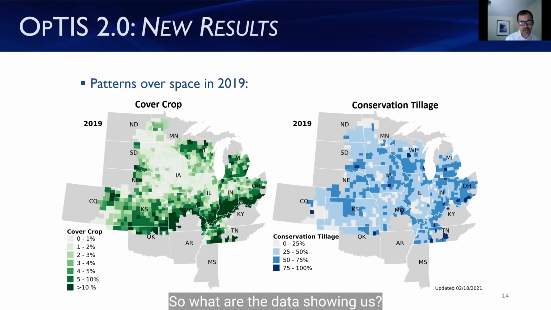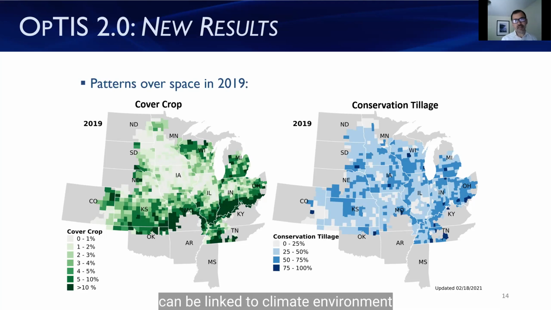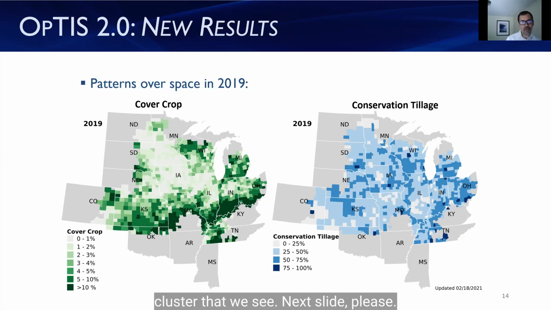And then what are the data showing us? There are so many ways to dig into these data. And I'm just going to share with you some of the top line results from the update. So first, looking across the landscape, here we're looking at cover crop use on the left, and conservation tillage on the right. And we see clusters of the use of cover crops and different clusters of the use of tillage practices. Some patterns, I think, can be linked to climate and environment conditions, like the higher prevalence of cover crops in the southern part of the study area. And then other patterns seem to align more with administrative boundaries, like the cover crop use pattern on the border of Wisconsin and Minnesota. That sticks out as an administrative boundary cluster that we see.